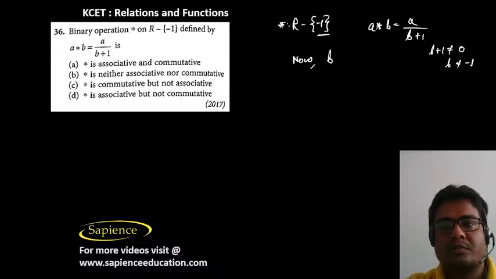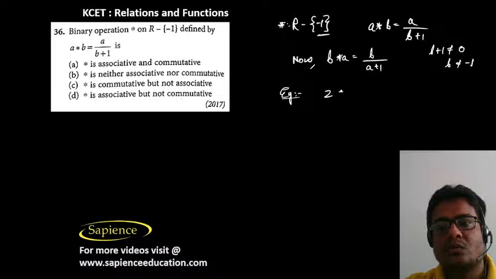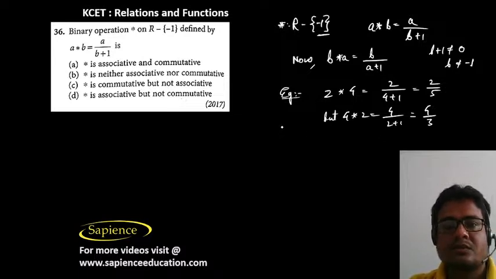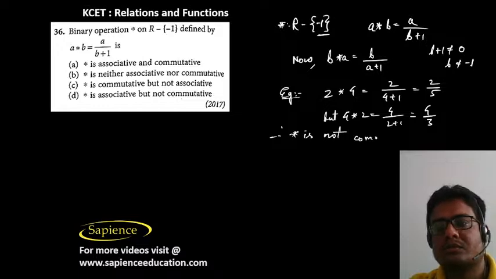Now b star a will be equal to b by a plus 1, which is not always the same. For example, 2 star 4 will be equal to 2 by 4 plus 1, that is 2 by 5. But 4 star 2 will be 4 by 2 plus 1, that is 4 by 3. So they are not the same. Therefore star is not a commutative binary operation.